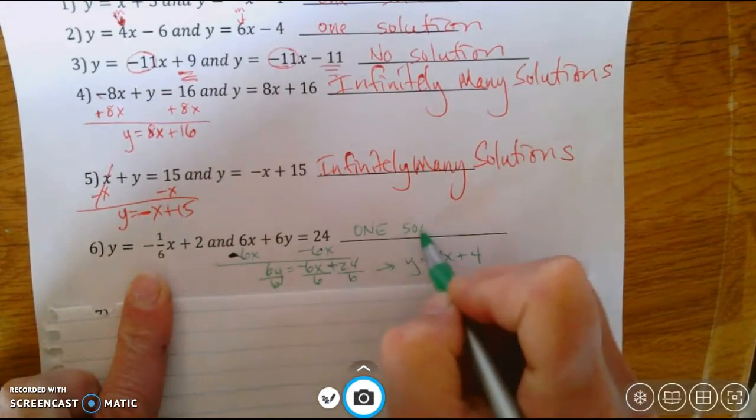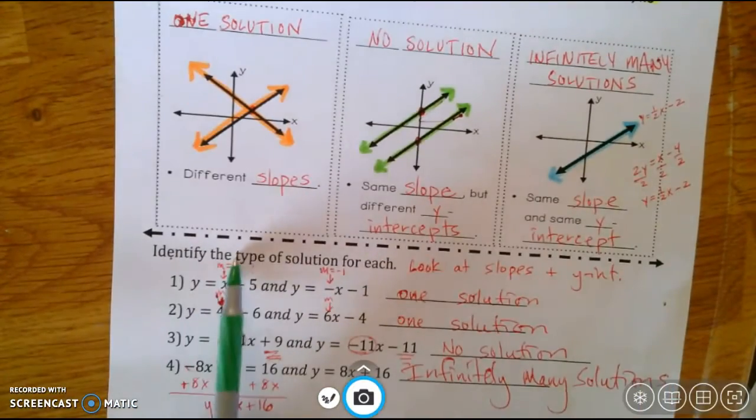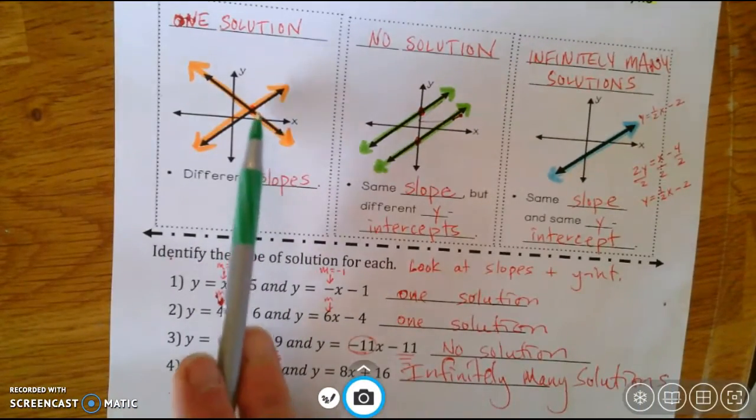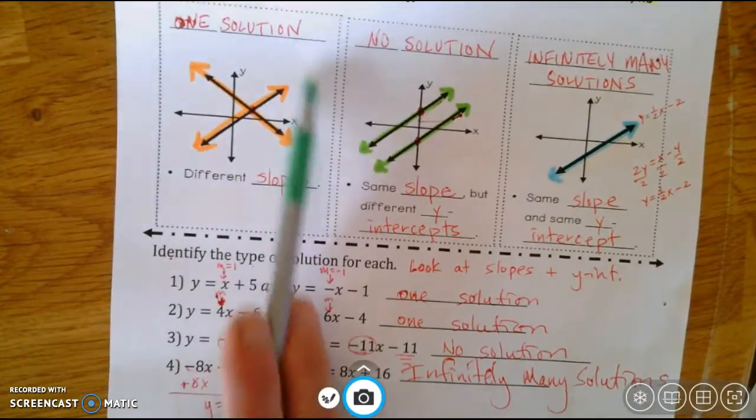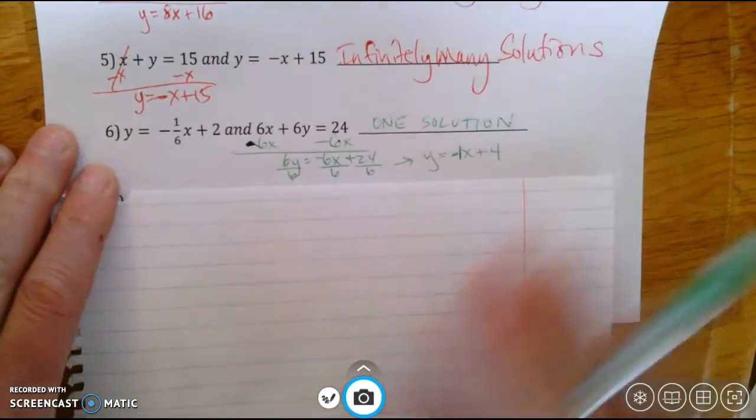Remember, what we're worried about on this lesson is just identifying what type of solution. We don't actually have to find the POI right now. We're just trying to see which category it fits into because there are different types of solutions.